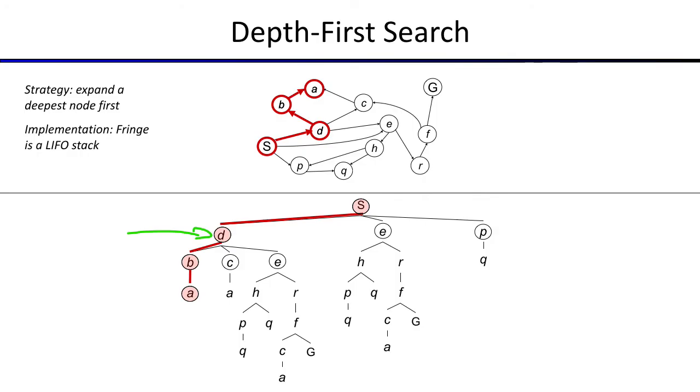Now the deepest thing on here is C and E. Alphabetical ties. C goes to A. And then the deepest thing left is E. And you can see we're kind of doing a left to right sweep across here when we've organized it alphabetically. We're just always choosing the deepest thing in the tree.